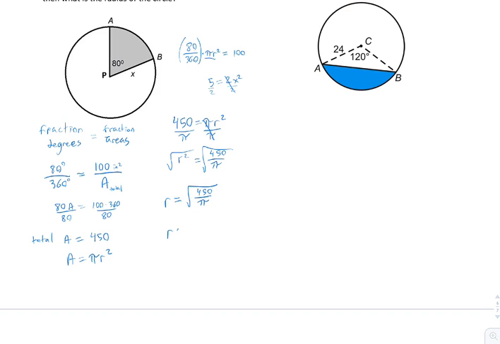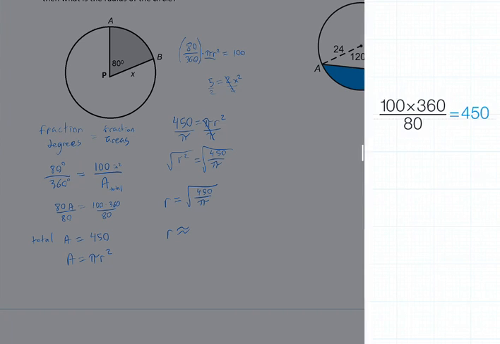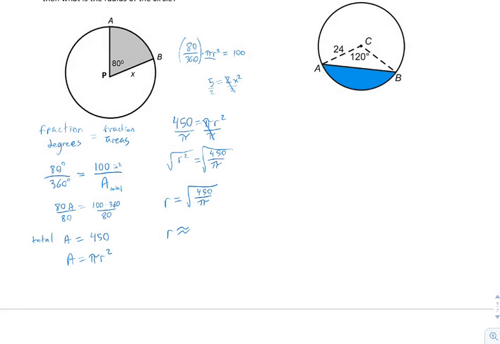or the radius is around, and let's figure that out. So 450 divided by pi, 143.24.